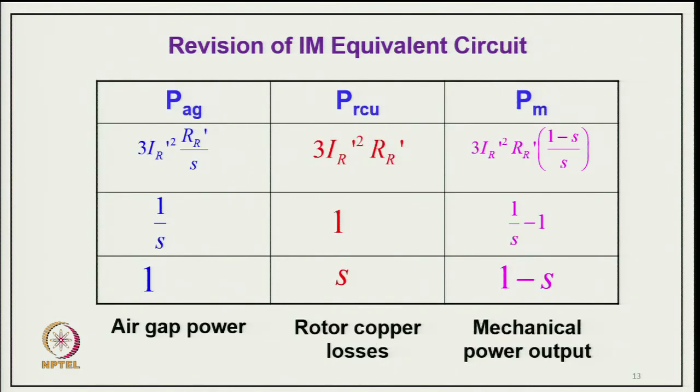So, now you can see here that this we call the air gap power, this we call the rotor copper losses, and this we call the mechanical power output. So, the air gap power minus the rotor copper losses is what we call the mechanical power output.